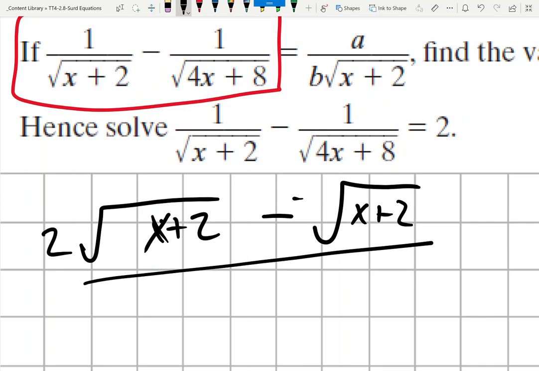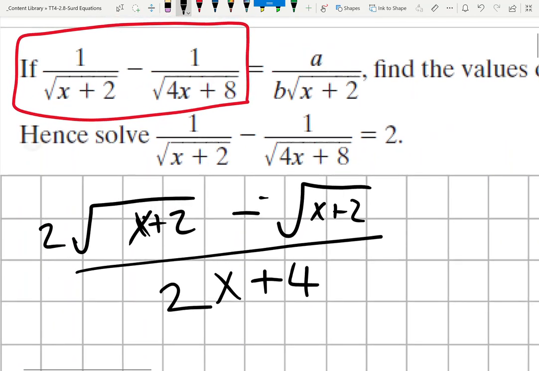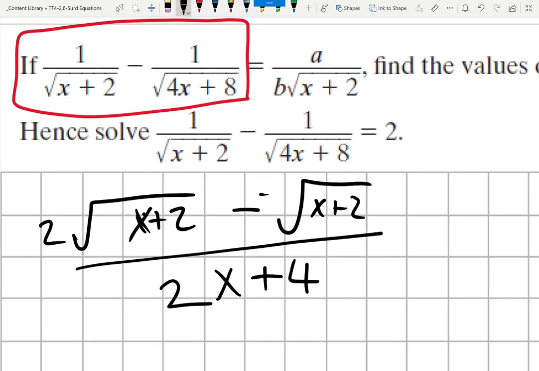So down at the bottom, we're multiplying 2 by the square root of x plus 2 by the square root of x plus 2, which is x plus 2. So I'll go 2x plus 4 down there. They didn't do that right. 2 of them take away one of them is one of them.